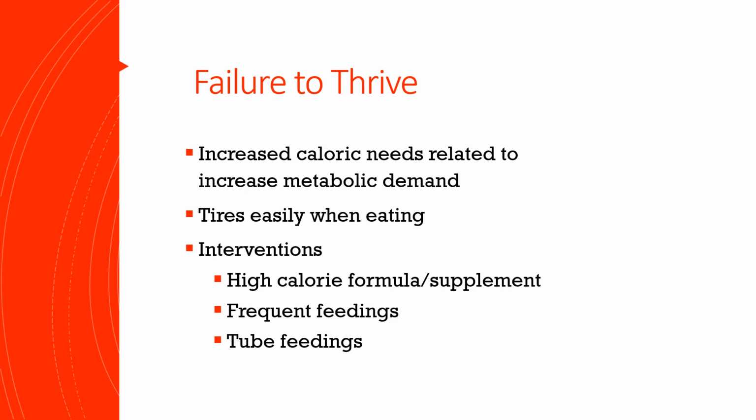So for our interventions on these patients, we will give them high calorie formulas or supplements. We will give them frequent feedings so that they don't tire so easily. Smaller and more frequent feedings will help with being able to ingest enough calories so that we don't tire them out in that one big feeding. And sometimes if they're not able to get enough bottle feeding or feeding by mouth, we will supplement with tube feedings. We'll have a minimum calorie requirement for these patients, and everything else that they don't take in themselves, we will give to them as supplements by tube feeding.